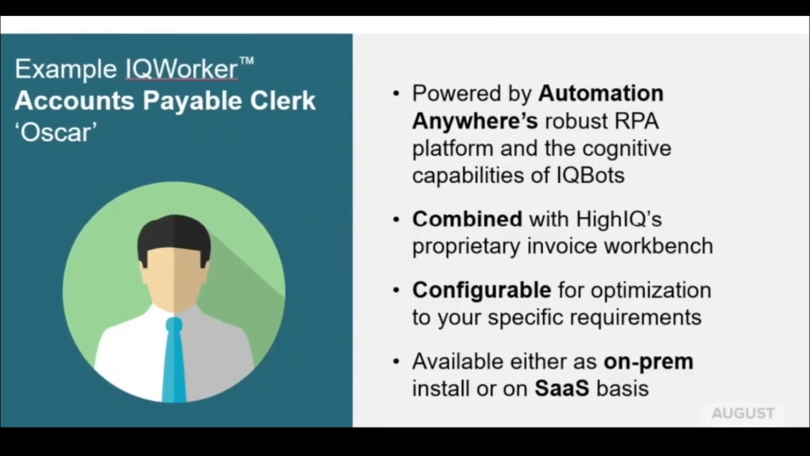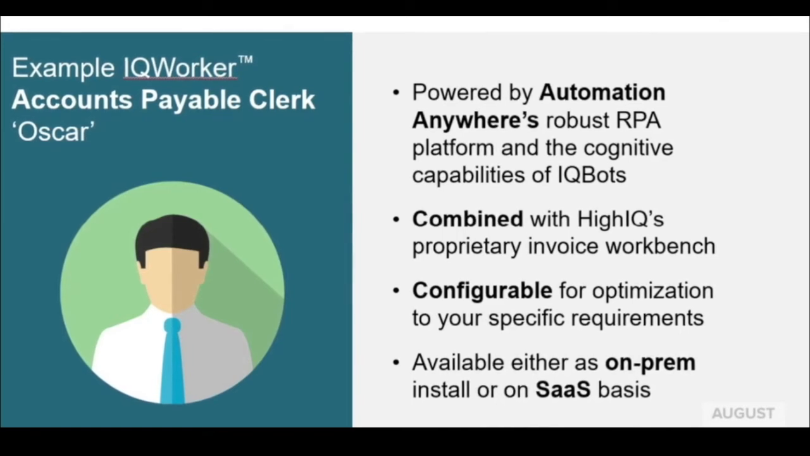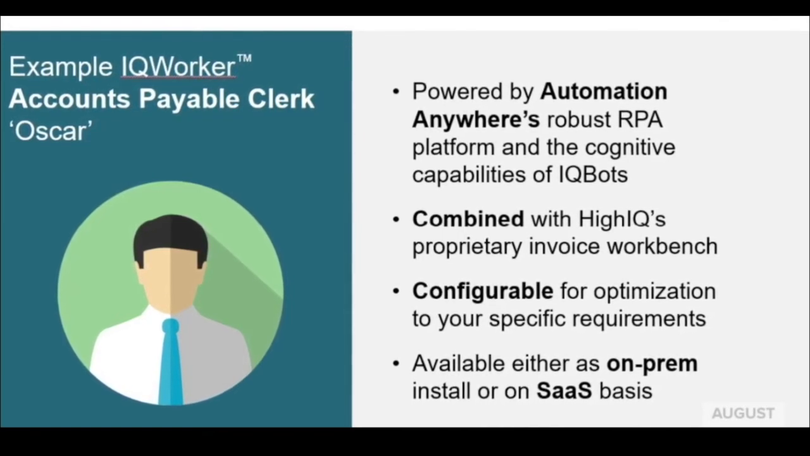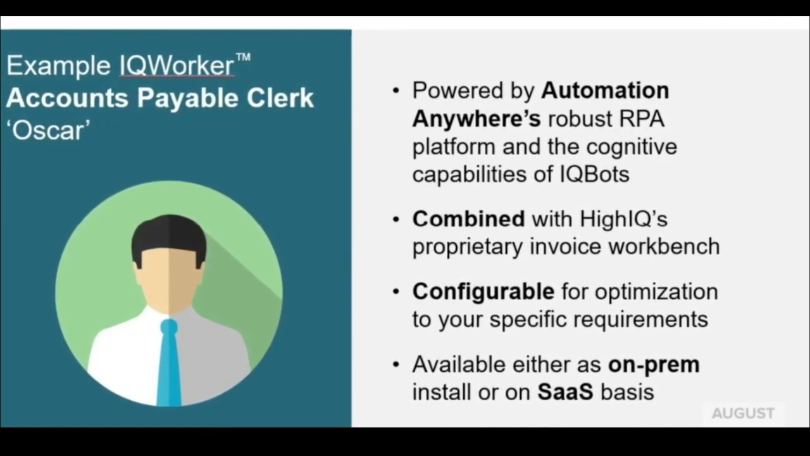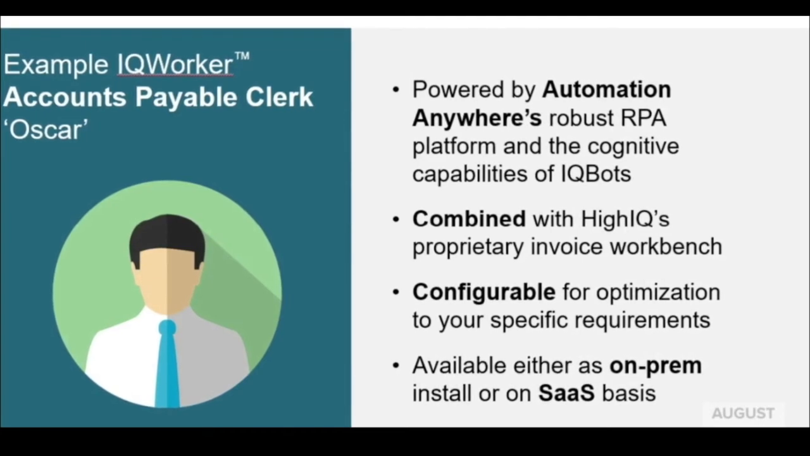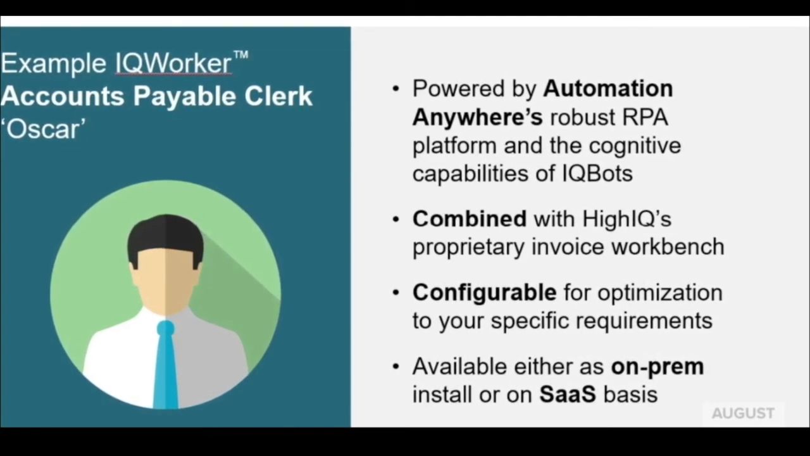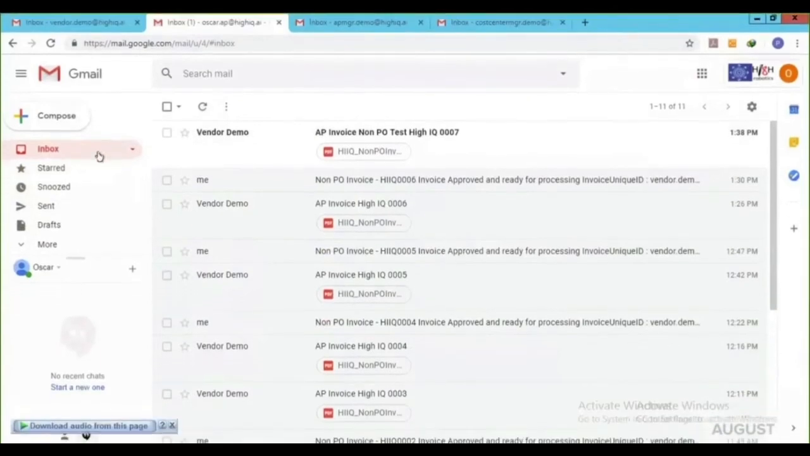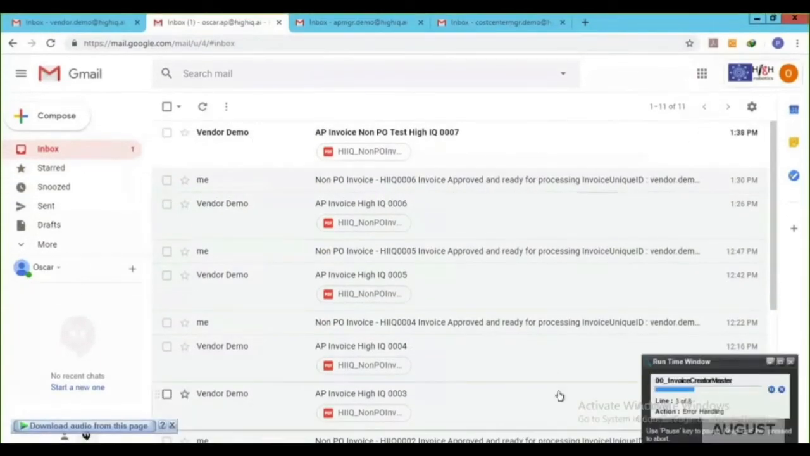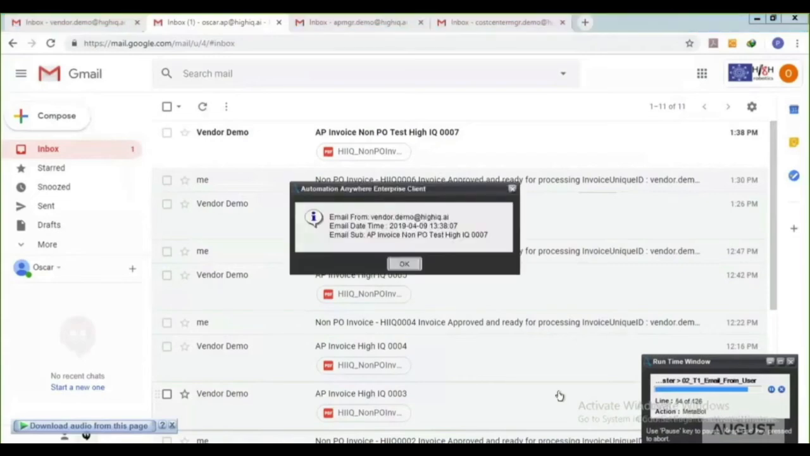We call our accounts payable worker Oscar. Oscar is powered by Automation Anywhere's RPA as well as IQ bots along with HighIQ's proprietary invoice workbench and is configurable to add your specific requirements. This demo starts with a vendor sending an email with the invoice to Oscar. As you can see, Oscar is monitoring its email. Whenever he receives the email, he will download the attachments and send it to the IQ bot.